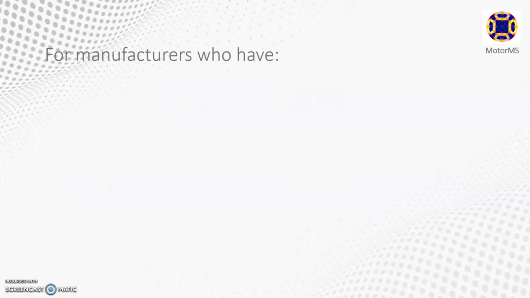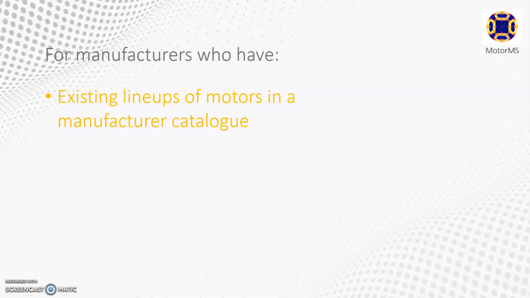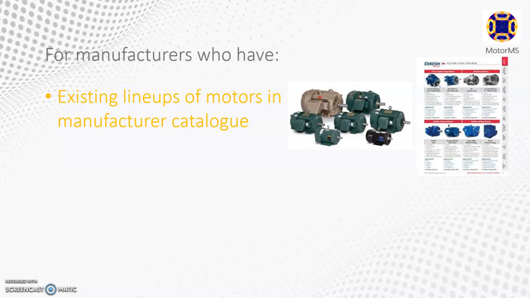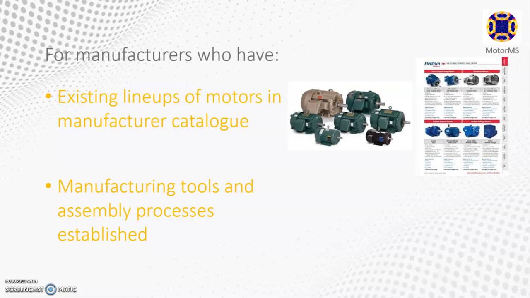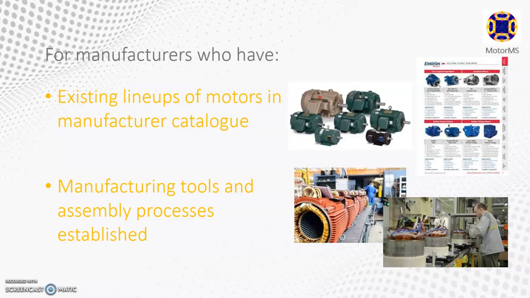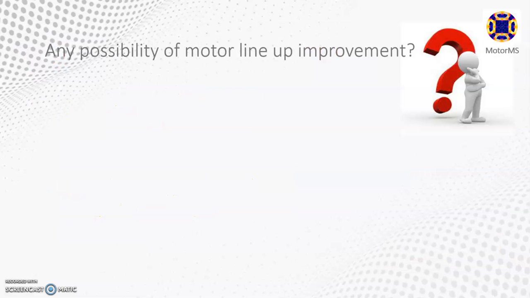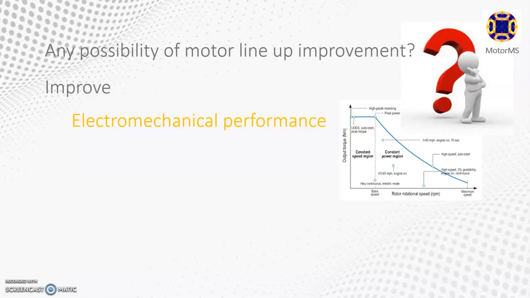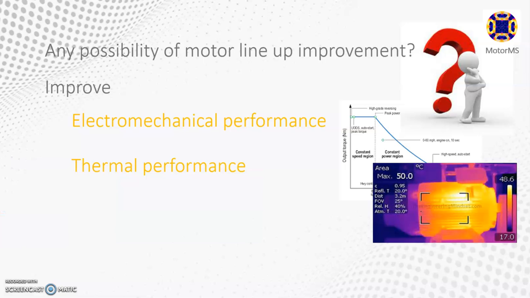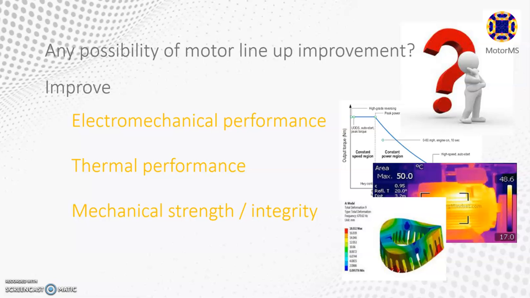It is for manufacturers who have existing lineups of motors in a manufacturer catalog, and for those manufacturers who already have manufacturing tools and assembly processes that are well established. So for these manufacturers, is there any possibility of motor lineup improvement, for example electromechanical performance, thermal performance, mechanical strength and integrity, and weight or cost of raw material for their existing lineups?